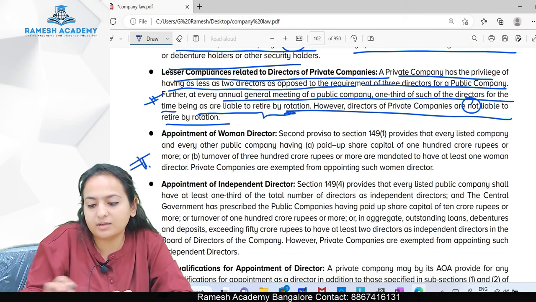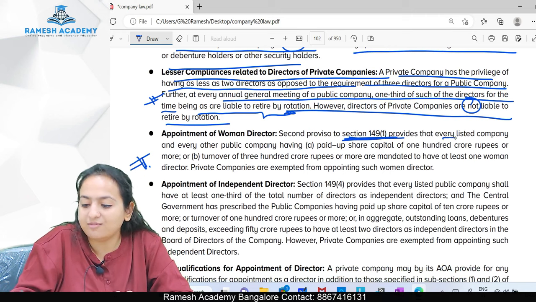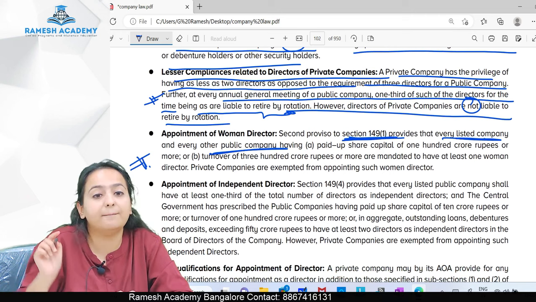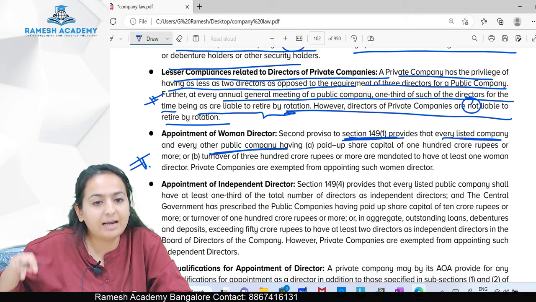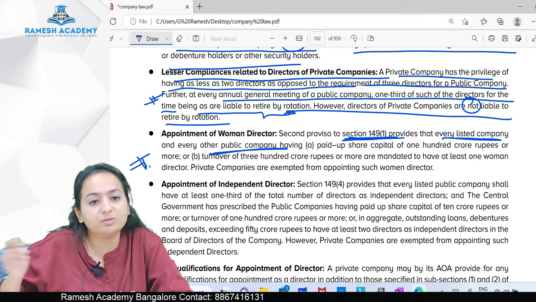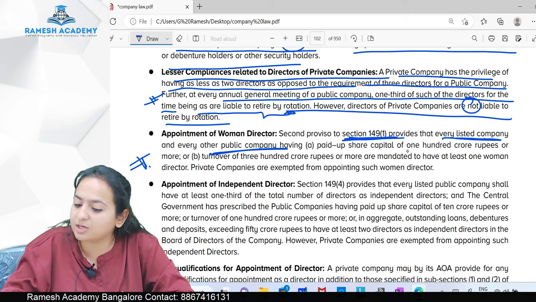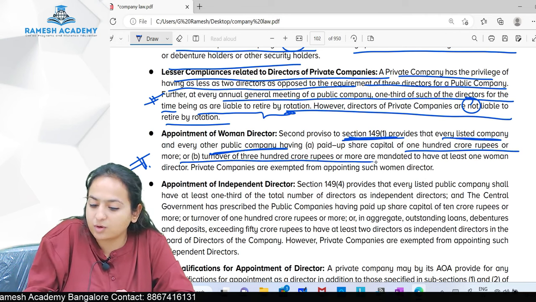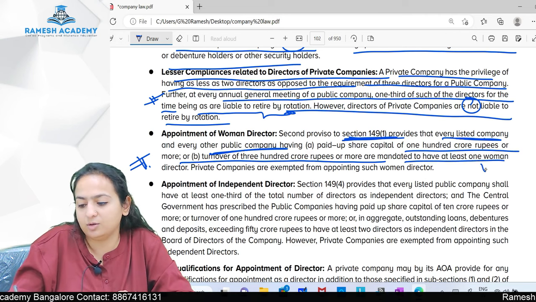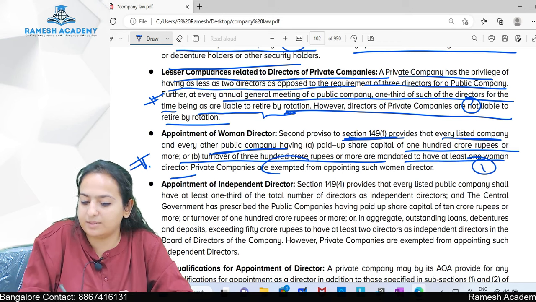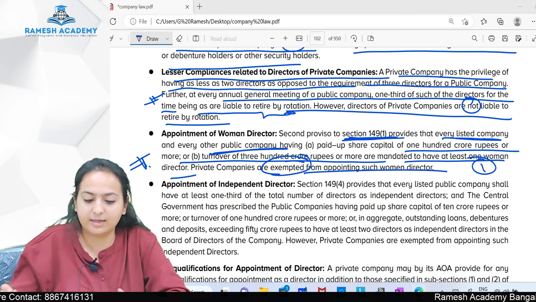Appointment of woman director. Section 149: every listed company and every public company, which public companies are covered? Having a paid up share capital of 100 crore or turnover of 300 crore, they are mandated to have one woman director. Private companies are exempt from appointing a woman director.